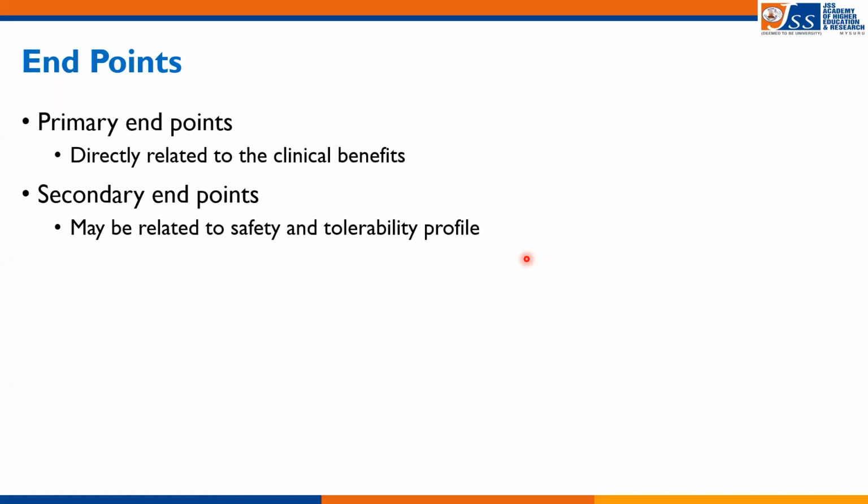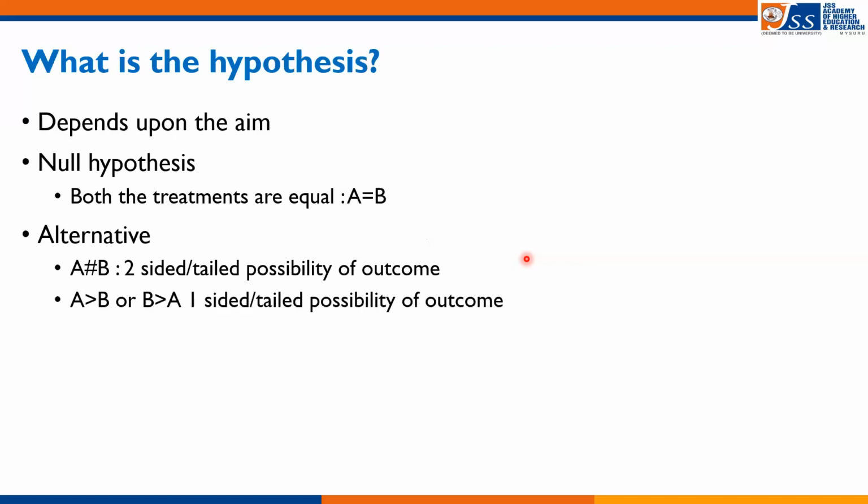The endpoints can be either primary endpoints or secondary endpoints, which we have discussed. The primary endpoints are the ones where you can see the clinical benefits. The secondary ones can be related to the safety and the tolerability of the drug.